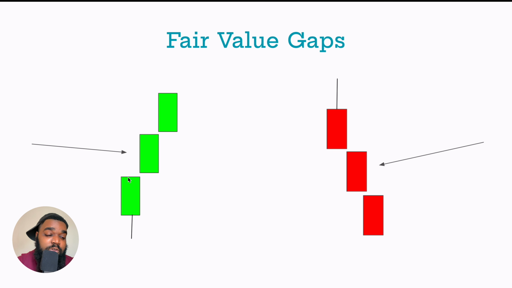And so what we do is we say, okay, this is an imbalance in the market and insufficiency because price is not connecting with each other. There's nothing that's making it connect. And so what happens, price will typically come back to it.